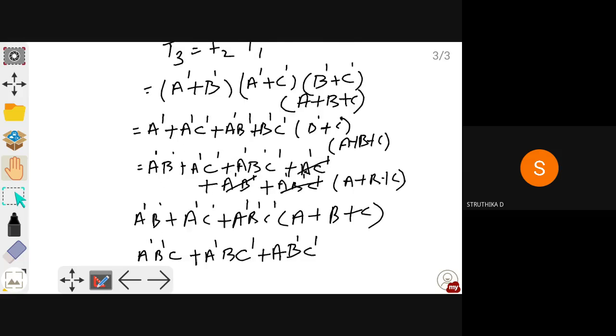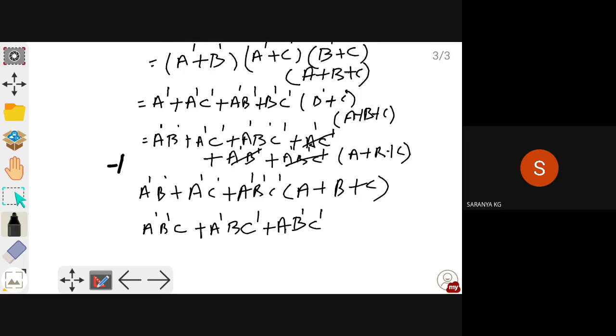Here one more term is missing, I think. B dash C dash is missing, ma'am. So you get this value: A B dash C dash. So are you all getting this?